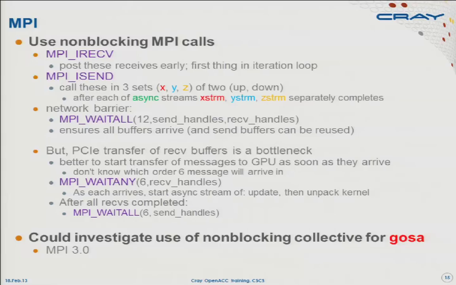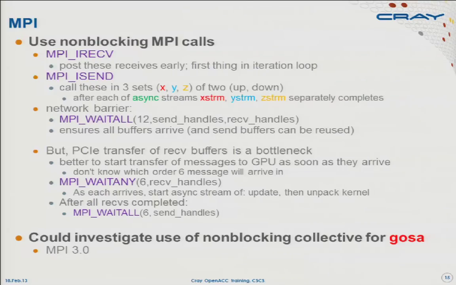So with MPI, to get overlap, you can use non-blocking calls. So you have MPI_Irecv, and this is saying, I'm going to receive data into these buffers. You should put these receives as early as possible. First thing in the iteration loop, get the receive buffers posted. When you get each of these X, Y, and Z buffers up and down ready with these streams X, Y, Z, you'll then do an MPI_Isend, which will send those off. And you do that as each of these becomes ready.